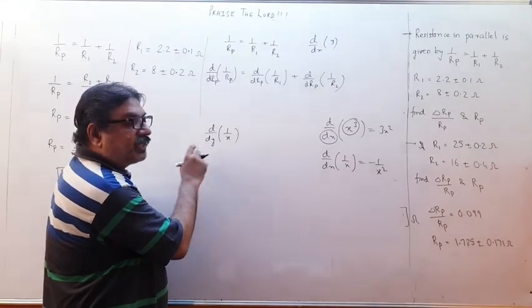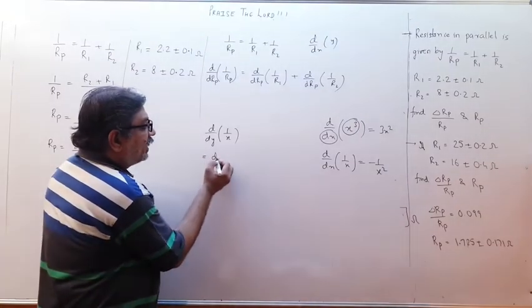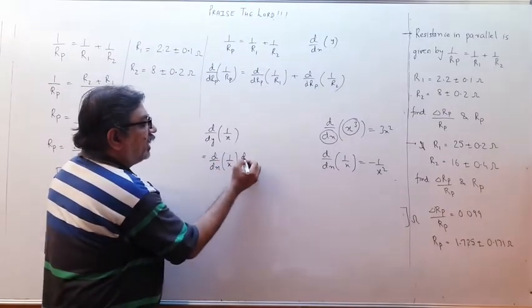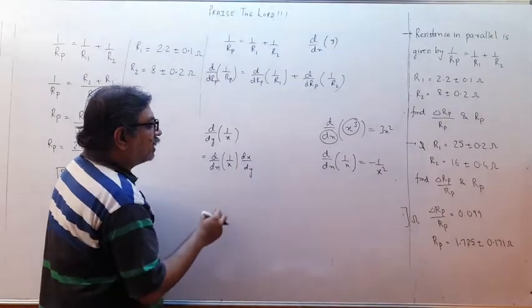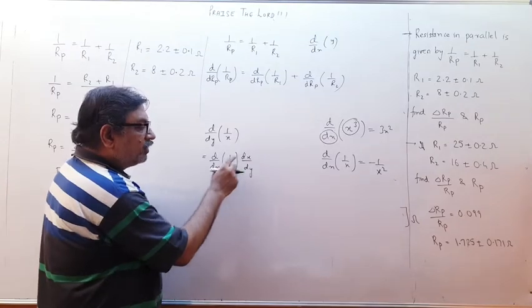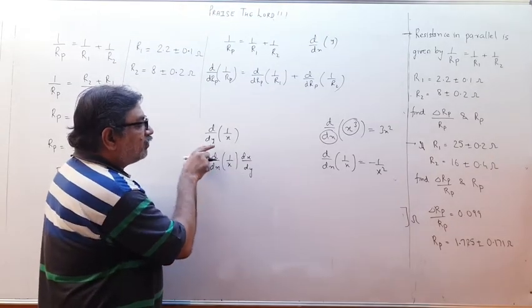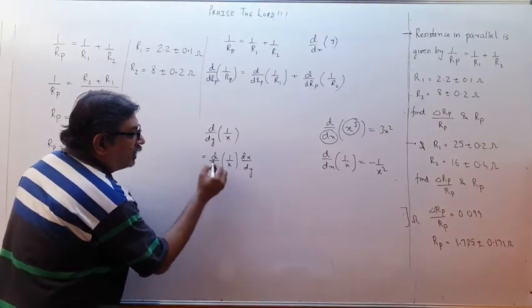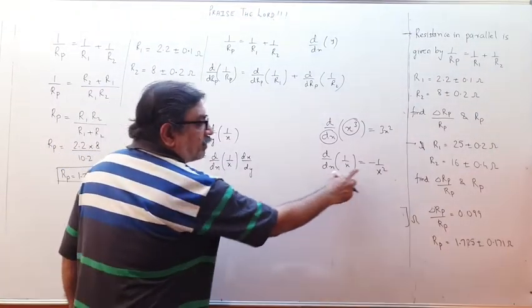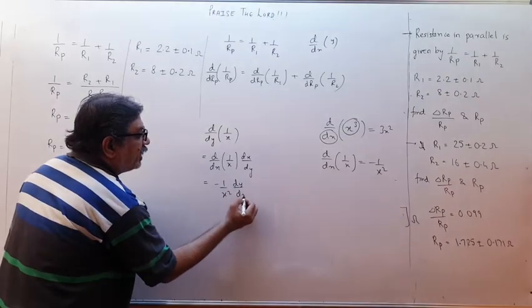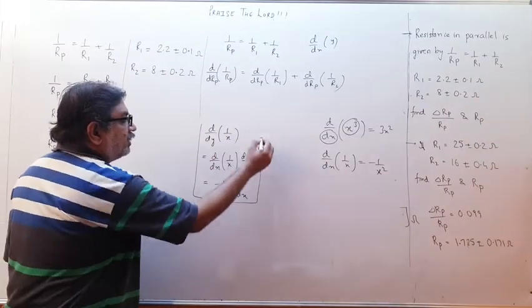So first I have to make it dx. What do we do? We write d by dx of 1 upon x into dx upon dy. See what I am doing? I am multiplying and dividing by dx. So this will cancel out, and this dy I am shifting forward. So this will be equal to d by dx of 1 upon x, which is minus 1 upon x square, into dx by dy. This way you have to think.